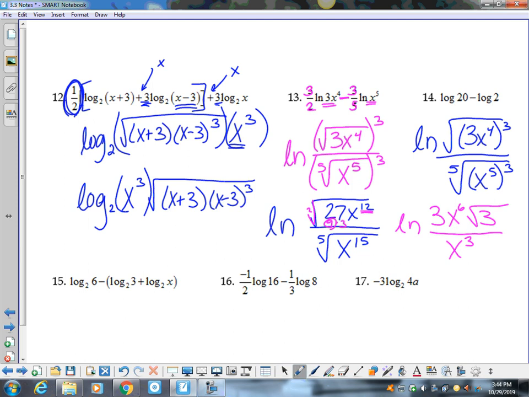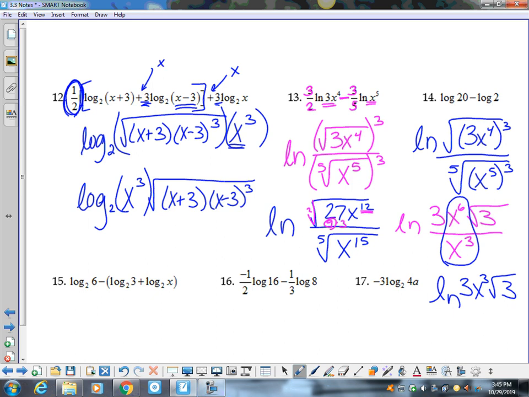Before I walk away, I have to reduce. They're both single, so they're very eligible. And when you divide, you subtract your powers.